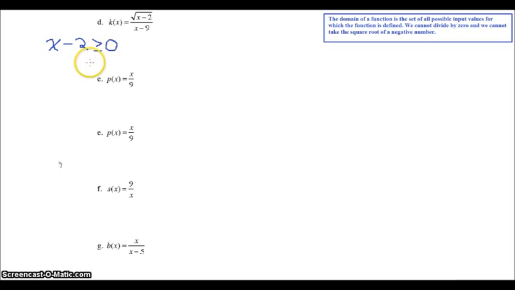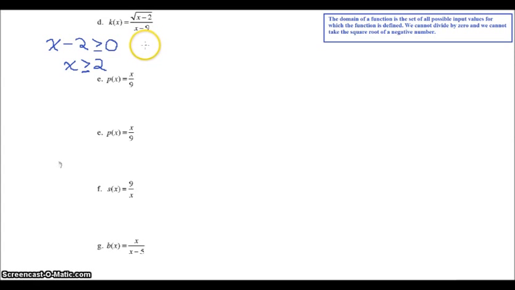If we add 2 to both sides of this inequality, we'll obtain the inequality x is greater than or equal to 2. So that's one piece of our puzzle here. We know that all of our x values can't be smaller than 2. They have to be greater than or equal to 2. But that's not the whole story, because we also have this denominator.